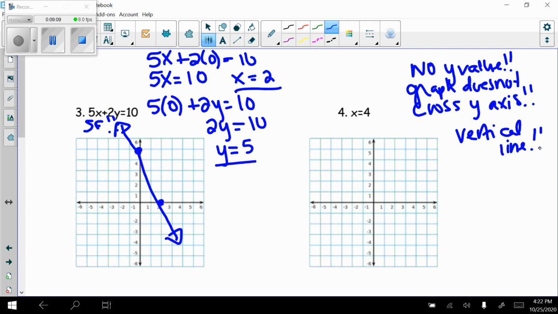In order to graph a vertical line, I just go to where x equals 4. Right here, x is 4. Where else does x equal 4? X equals 4 up here. X equals +4 down here, right? Everything along this line, all of my x's are going to be 4. My y values are all going to be different. So I simply draw the vertical line with arrows at both ends.